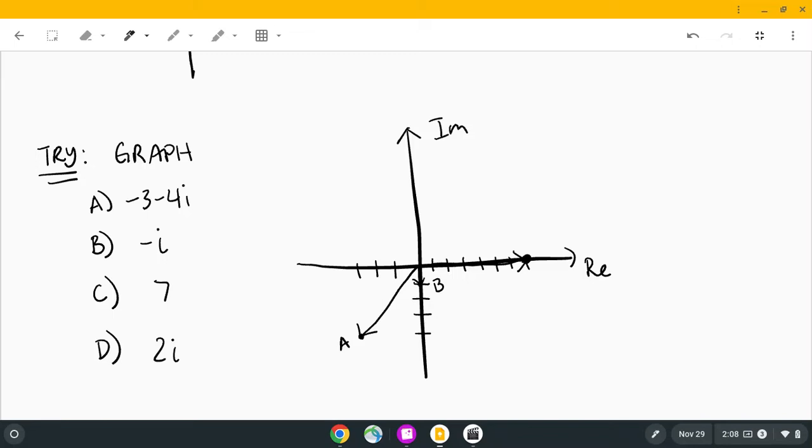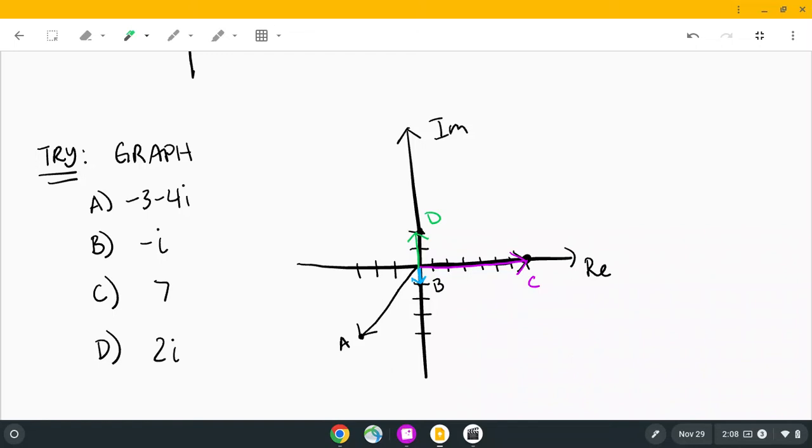Here, let me give some color so you can see some of these. B is this one right here. C is this one over here. And then D is 2i, so 2 on the imaginary, right over here. Let's do that one in green. So these are the 4 complex numbers.